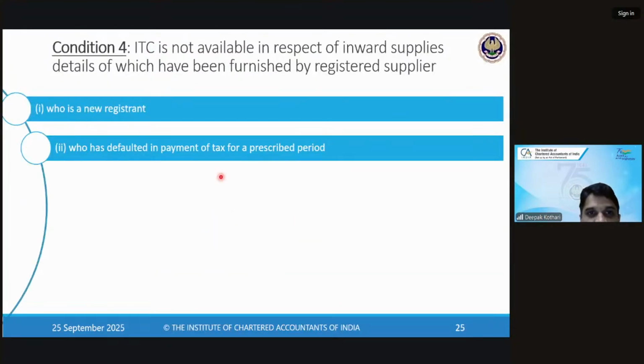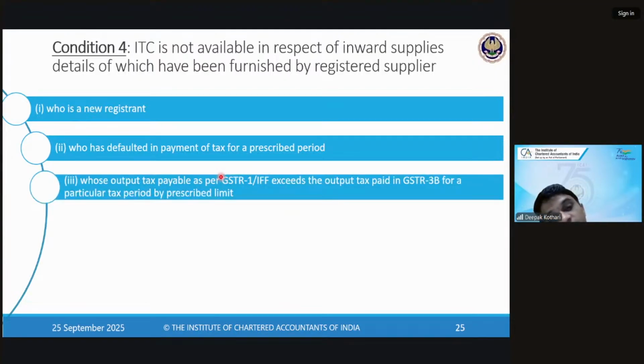Okay. Newly registered. Second is a person who has defaulted in payment of taxes. He's furnished his GSTR 1, but he's not paid his taxes in GSTR 3B. His output tax, which is payable under GSTR 1 or IFF, is more than the tax he has paid in the GSTR 3B. He's shown a turnover of 1 crore rupees in his GSTR 1, but he's paid taxes of only 1 lakh rupees in his GSTR 3B. So there's a mismatch there. So when you buy from such a person, it will also be restricted.